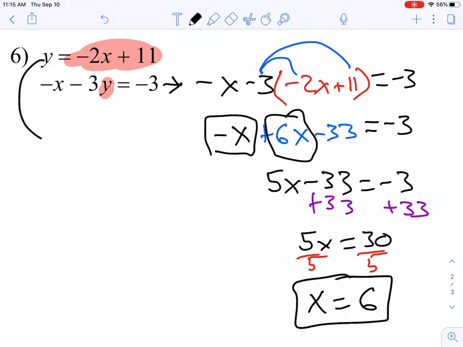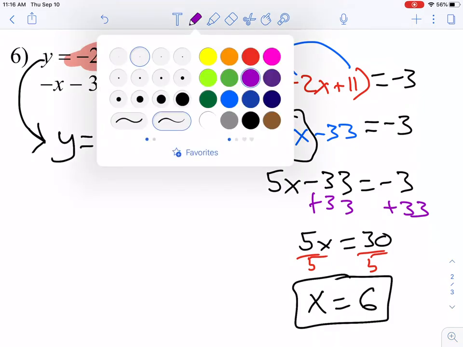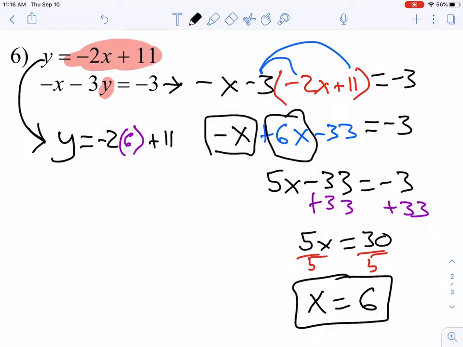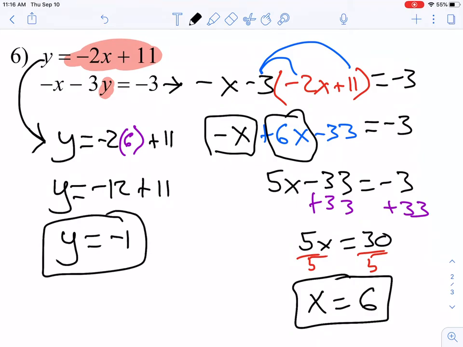We plug that in. Y equals -2, and then instead of x, I'm going to write times 6 plus 11. So that means y equals -12 plus 11, which means y equals -1. So our x value, comma, our y value is our solution.